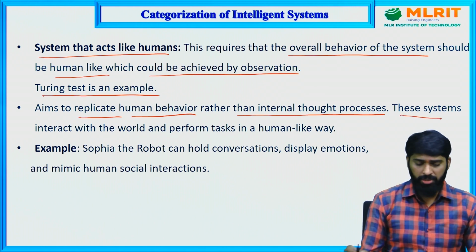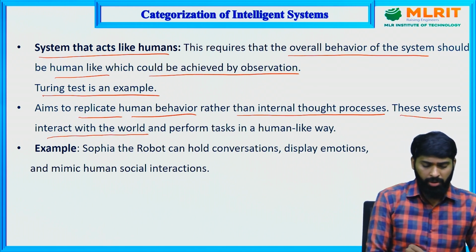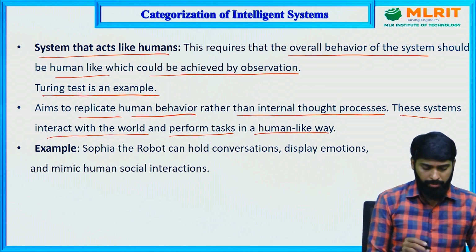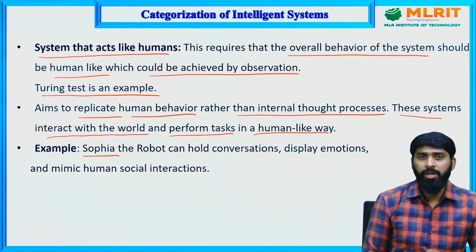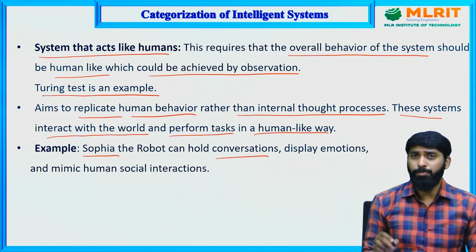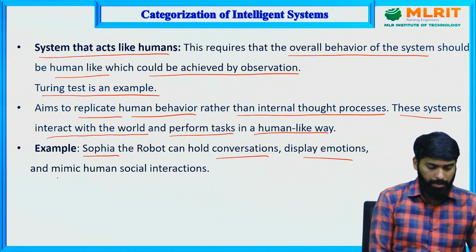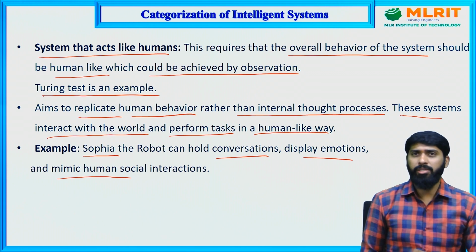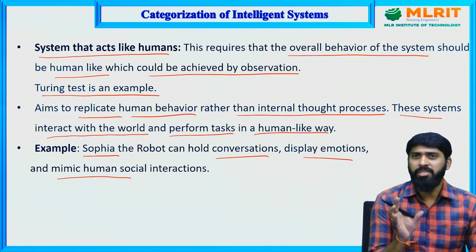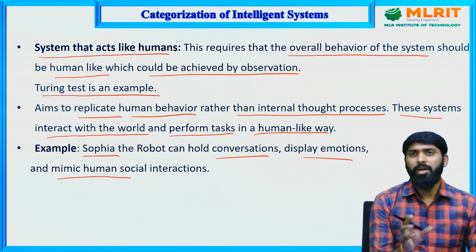So these systems interact with the world and perform tasks in a human-like way. For example, take the robot Sophia. Sophia the robot can hold conversations, display emotions and mimic human social interaction. But actually it doesn't have any internal thought process. It just tries to mimic human behavior.